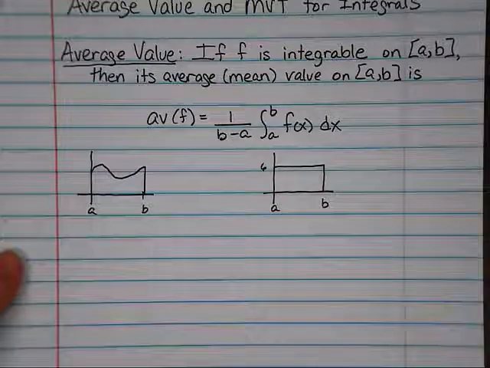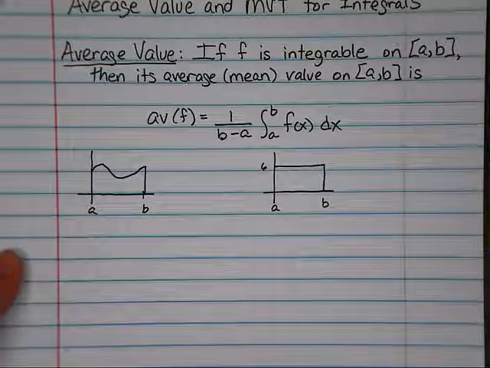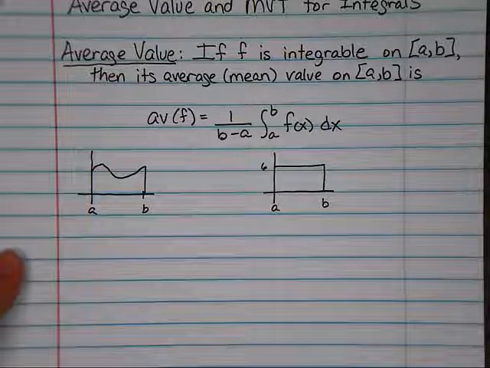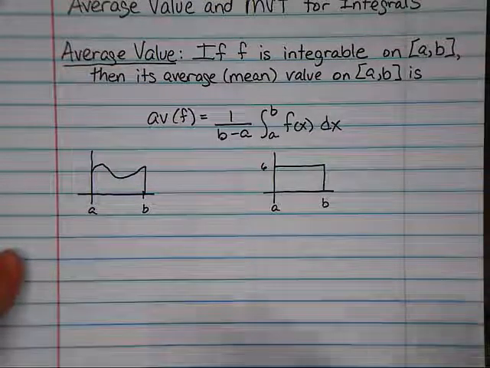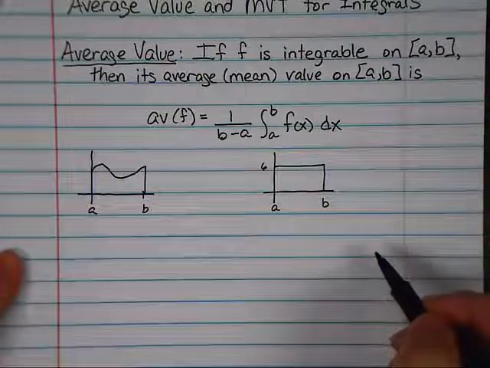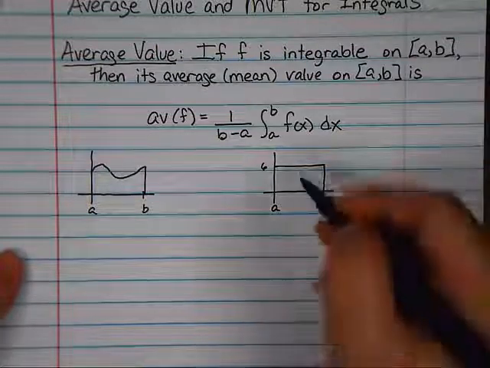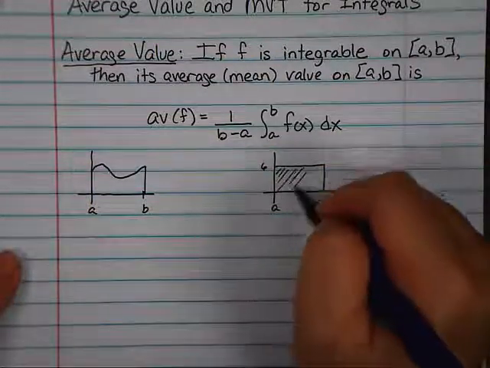Can you tell me the average value for that graph? 6. It's 6. Do you agree with me? The average value is 6. It's pretty obvious that it's 6. Okay. The average value in this instance also happens to be the height of the rectangle that you see. Do you agree with me? Okay. So let's shade in that rectangle.